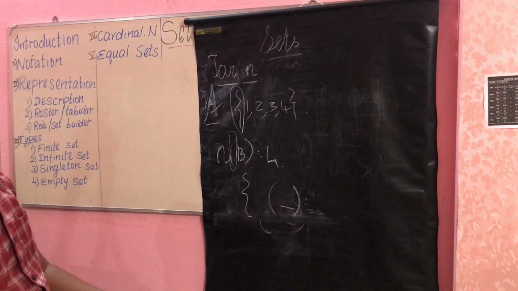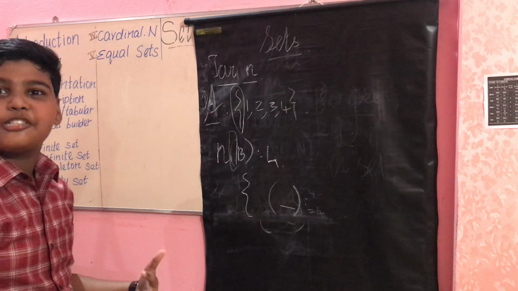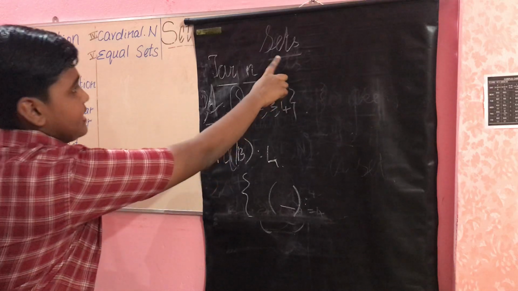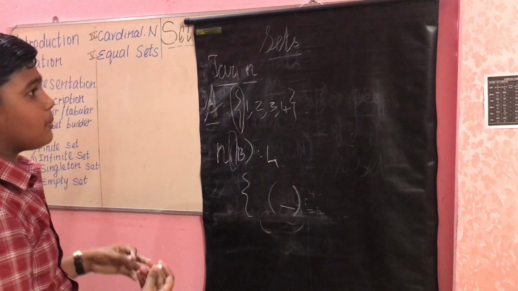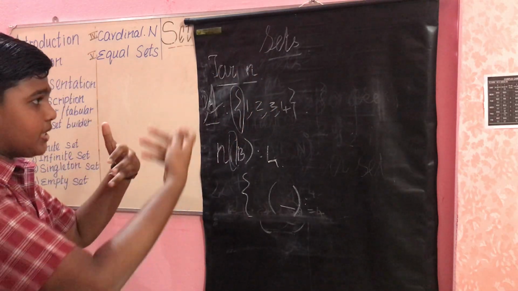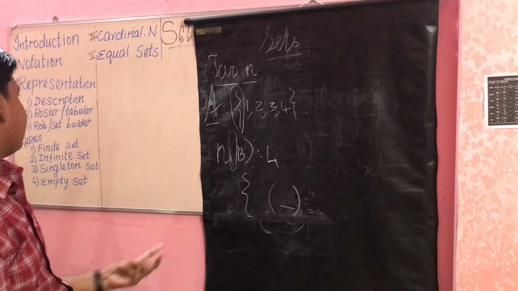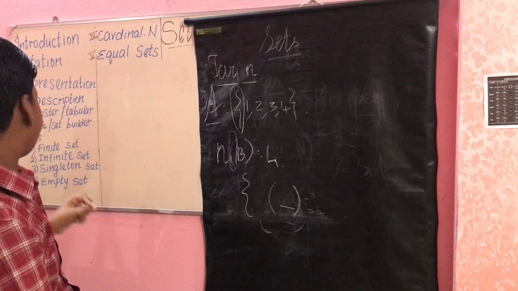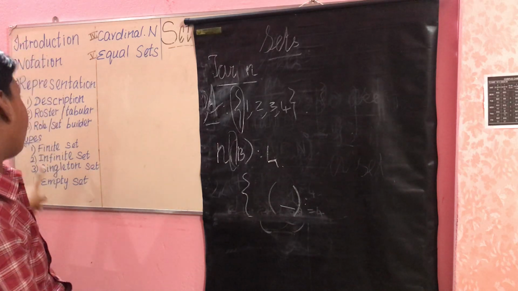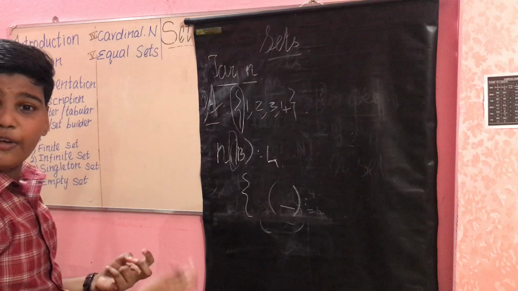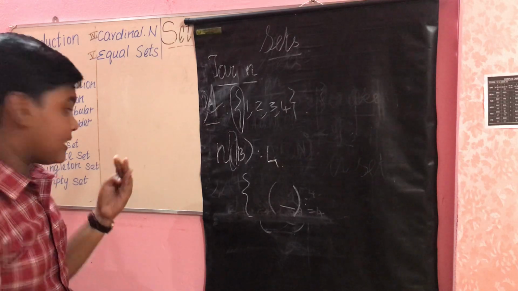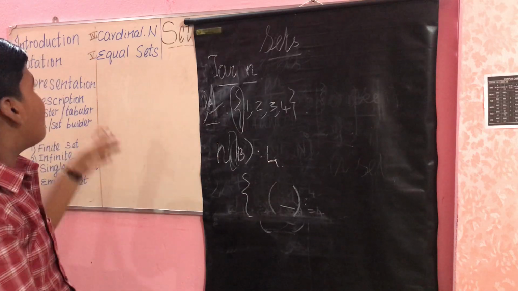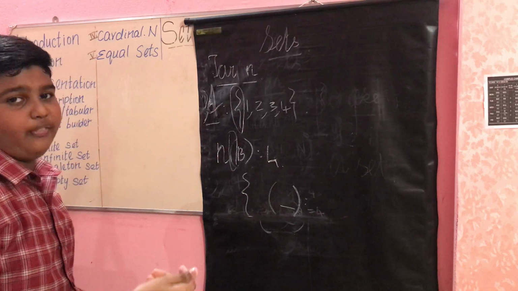Understood, friends? So I think you loved my class today. In today's class I introduced the topic and we learned about sets. We learned about the notation and how we should represent the set. So 3 ways are there: the description method, roster or tabular form, and rule method or set builder form. Then types: finite set, infinite set, singleton set, empty set, then equal sets also are types of sets. Then we learned how to find the cardinal number.